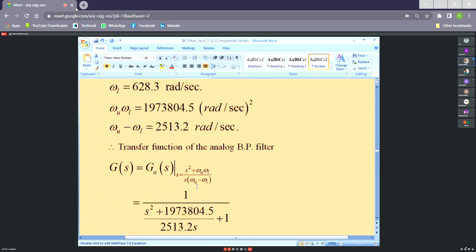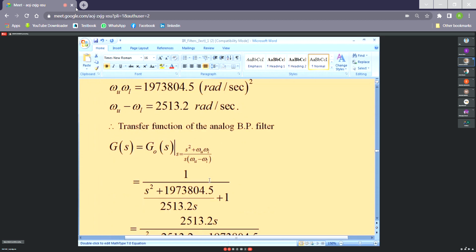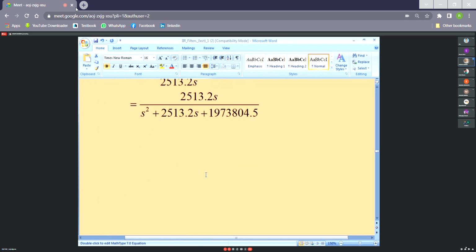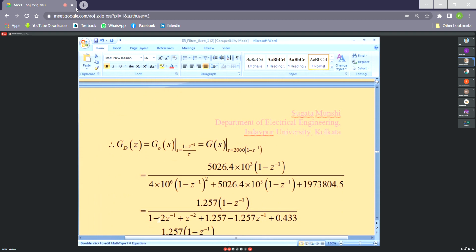So the transfer function of the analog bandpass filter that is to be discretized, G(s), is obtained simply by replacing s in the expression for G0(s) with s square plus omega u omega L divided by s into omega u minus omega L. I have made that substitution here. That is G(s). So GD(z) is G0(s) with s replaced by 1 minus z to the power minus 1 by tau, that means 2000 times 1 minus z to the power minus 1.